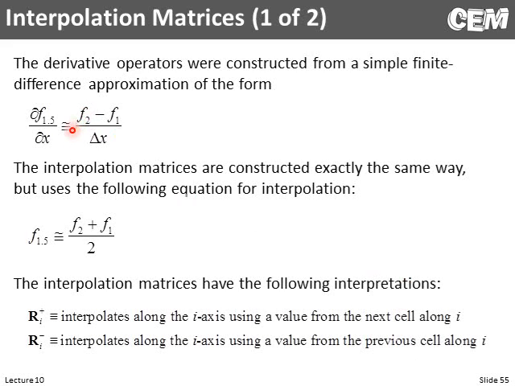So our finite difference approximation, if we wanted to calculate the derivative at the midpoint between f1 and f2, we would use this finite difference approximation. Well, if we wanted to interpolate f at the midpoint instead of take the derivative, we would add the two together and divide by 2. So see the similarity here? All we're doing is changing this minus to a plus and the delta x to a 2. But other than that, everything stays the same, including incorporating boundary conditions, where we insert the diagonals, etc. It all stays the same. Just the minus becomes a plus and the delta x becomes a 2.